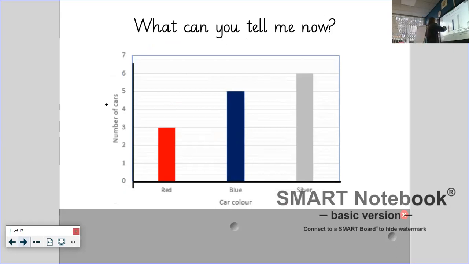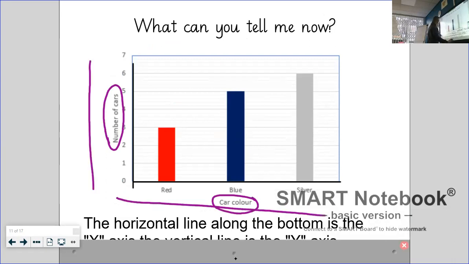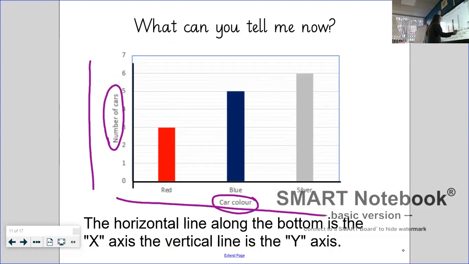Now what can you tell me? This is now number of cars and the car colour. So we've got even more information now, haven't we? We've labelled our axes. This here and this here is an axis, and I'm going to show you what they mean. The horizontal line here is the x-axis, and the vertical one here is the y-axis. I find it easier to remember that a y stands up tall, so that must be my long axis, my vertical one, and then my x one is my horizontal.